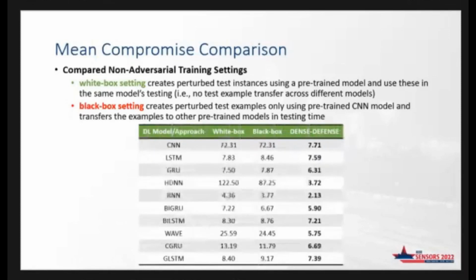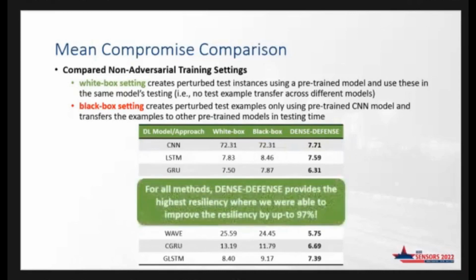So here is the result. Each row is a target model, and each column is a training approach: white box, black box, and our approach, transfer. We can see that our method is always the best across different target models. And statistically, we were able to improve the resiliency by up to 97%.